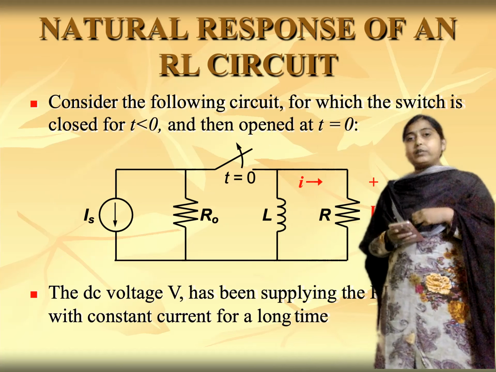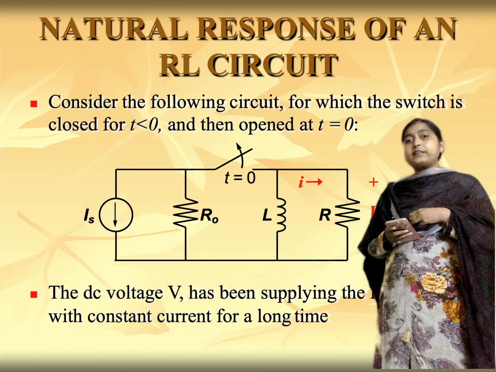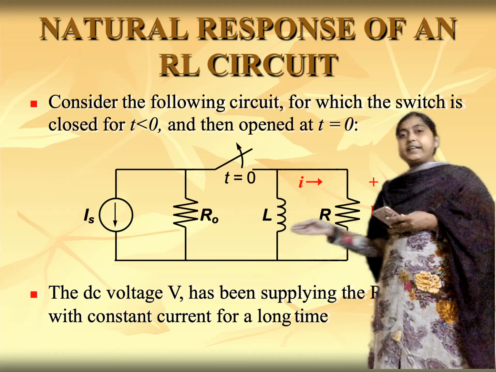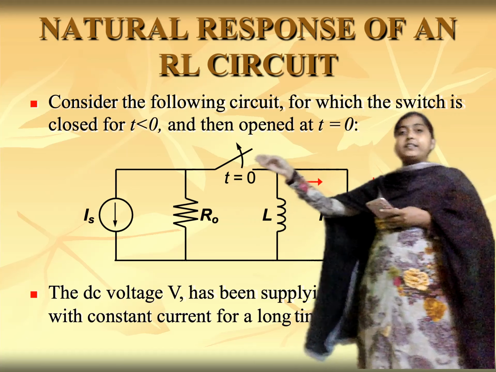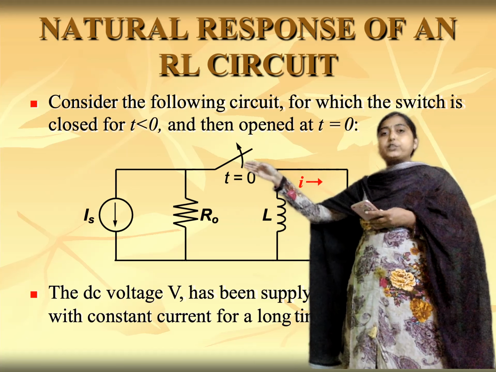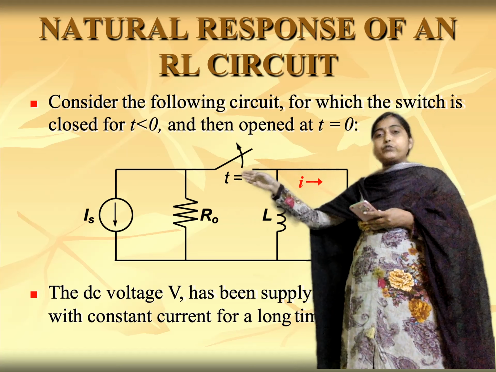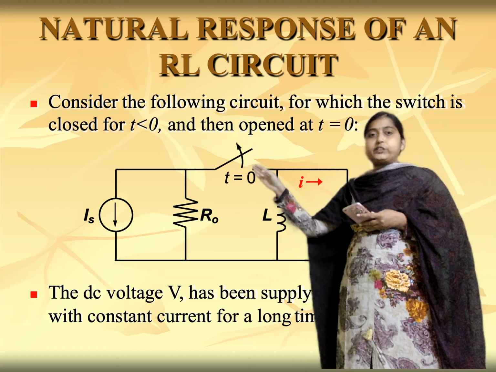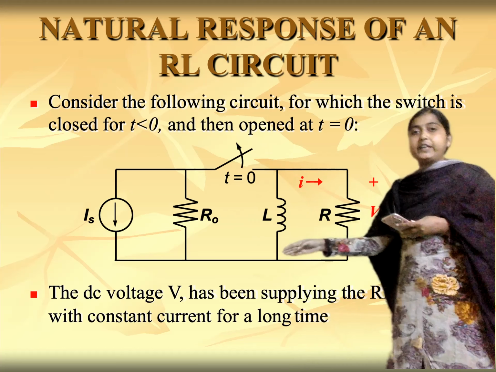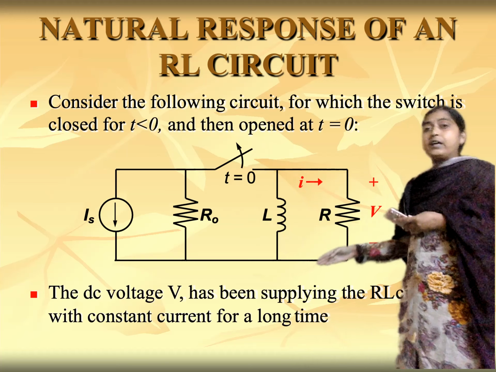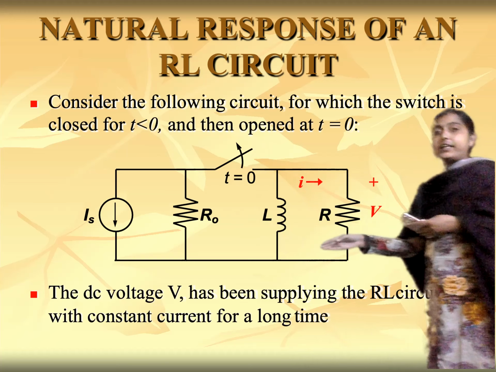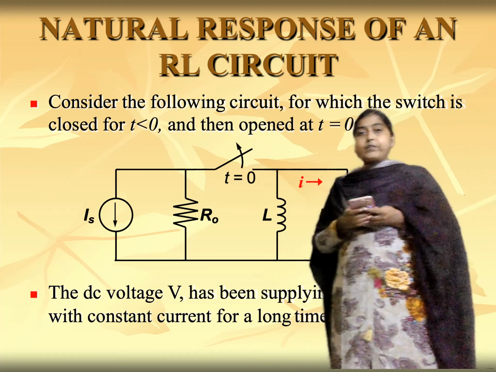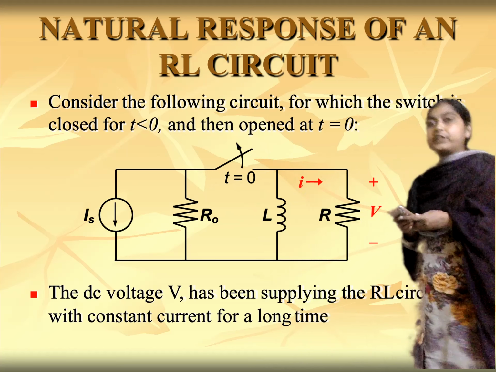If you look at the circuit here, this is a current source Is, then this is a resistor R0, then we have an inductor L, and then we have a resistor R, and this is the switch in the circuit. Now this switch is closed for t less than 0 and it is opened when t is equal to 0. So the DC source has been supplying the RL circuit with a constant current for a long time. We are taking a current source as Is here. We have to understand how the circuit will behave.